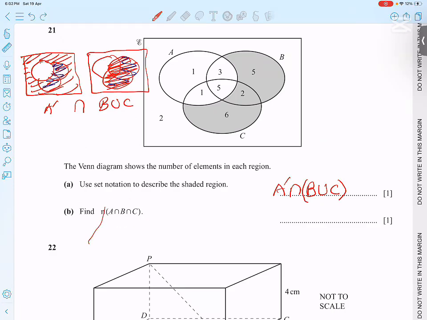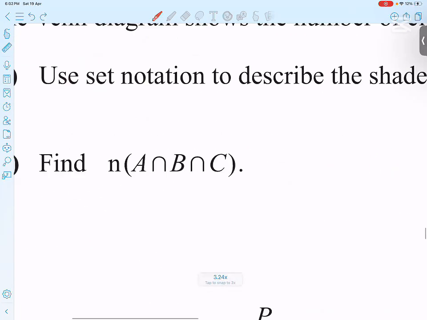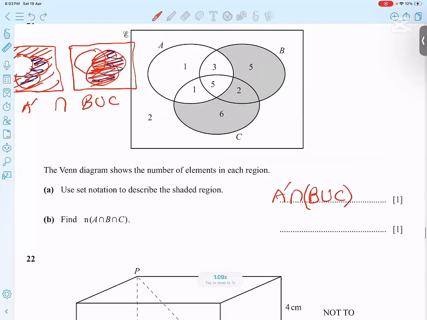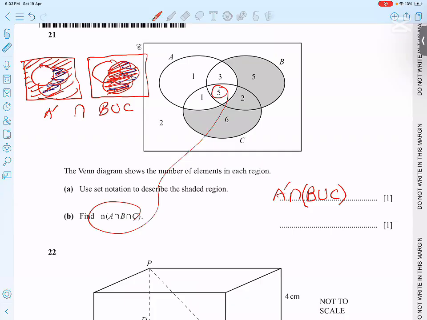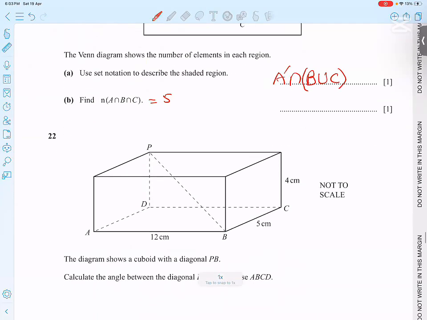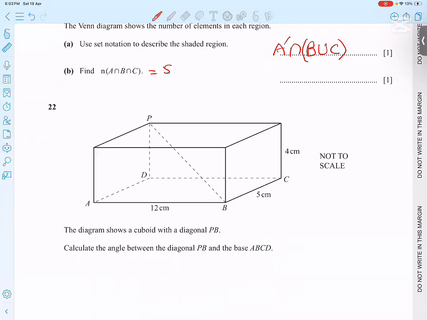So what about this? N stands for number of members. So what is this called? A intersection B intersection C. Actually, we talk about the middle one. So all common between them, and there's the 5. So just write 5. Okay. I hope this part is clear. And let's talk about the next question.